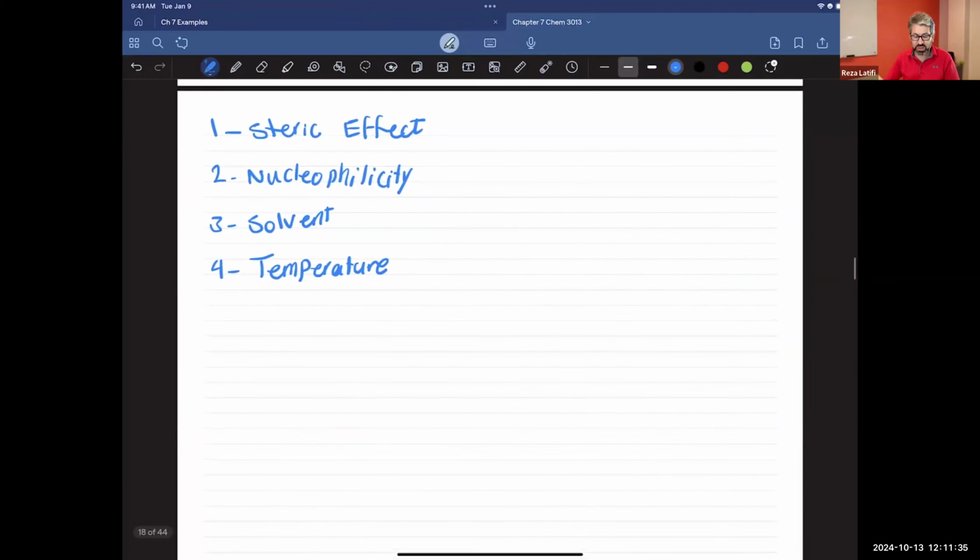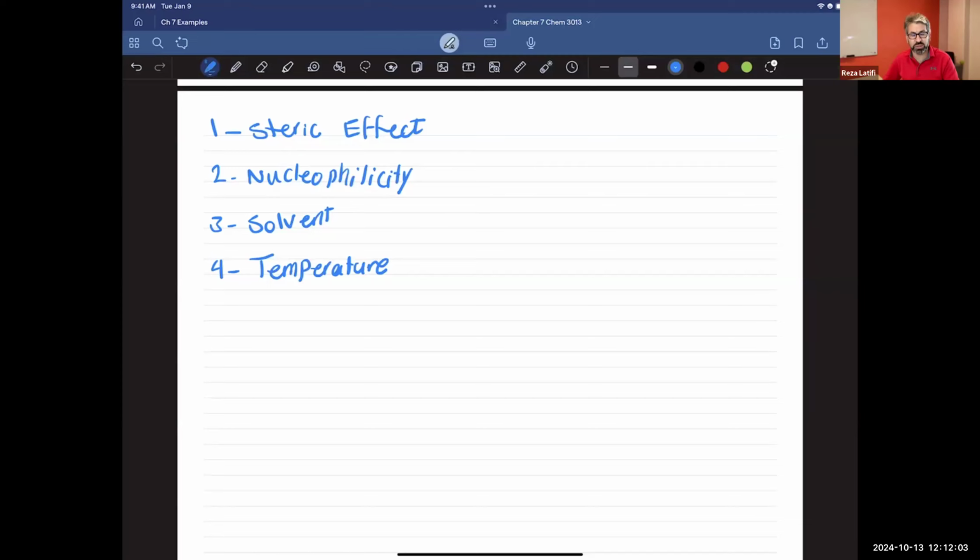There are some factors that we need to study, and they might affect the rate or fate of the reaction. One of them is the steric effect, the second is nucleophilicity, the third is solvent, and the fourth is temperature. Temperature is very critical when you have elimination versus nucleophilic substitution. But let's start with the steric effect.